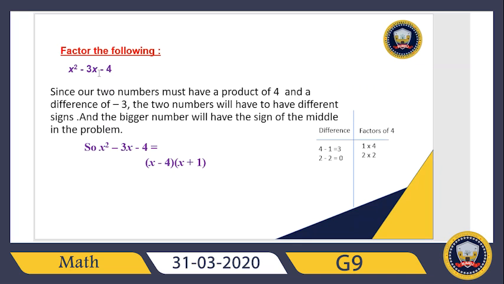طيب هنا I will check the third term. ايه الساين بتاعته؟ it's a negative sign. يبقى as long as the third term has a negative sign, so I will write different signs in the two brackets. يبقى ايه the two brackets they will have different signs.